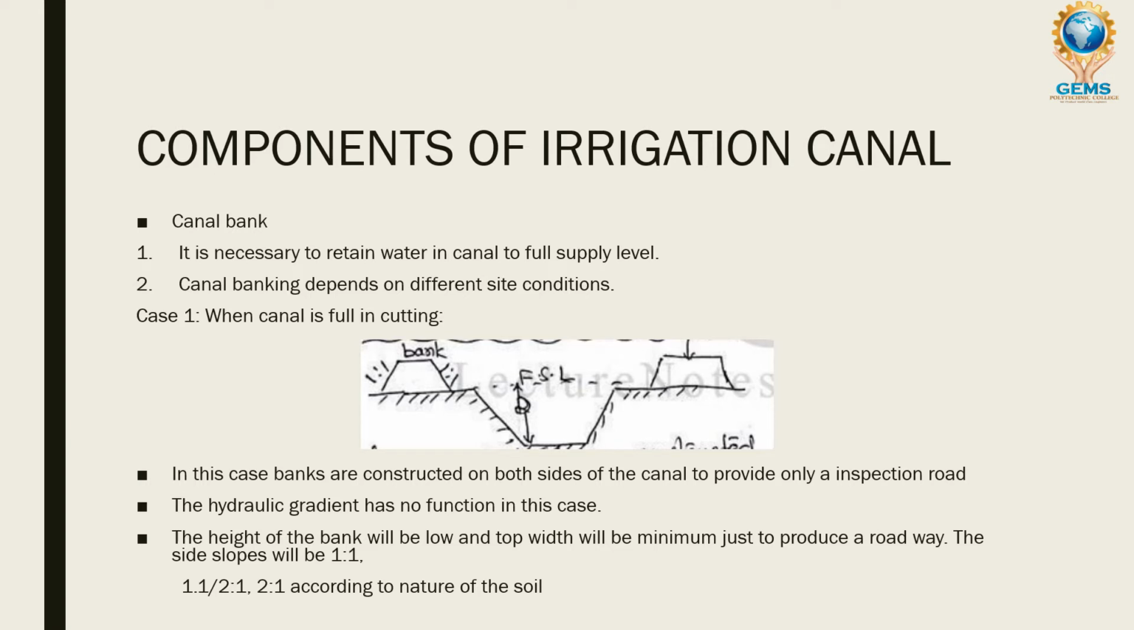Then the third point: the height of the bank will be low and the top width will be minimum, just to produce a roadway. Only the roadway is an important factor for which the canal bank is constructed. So the height of the bank will be low and the top width will be just enough to produce a roadway. The side slopes in general will be 1:1, and according to the nature of the soil, the rate of slope will change. It could be 1:1, 1.5:1 or 2:1, changing continuously.